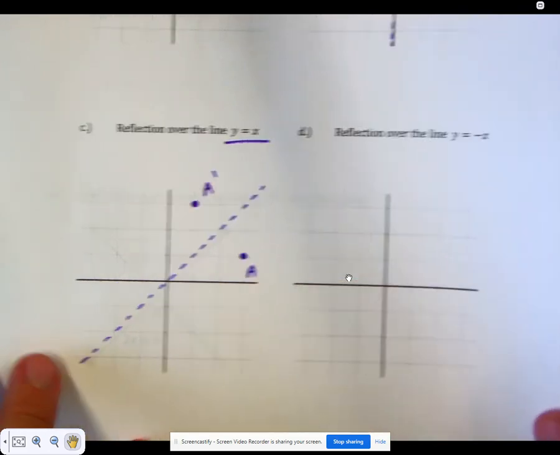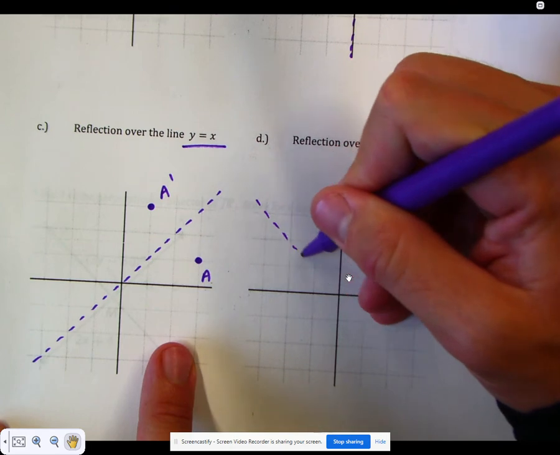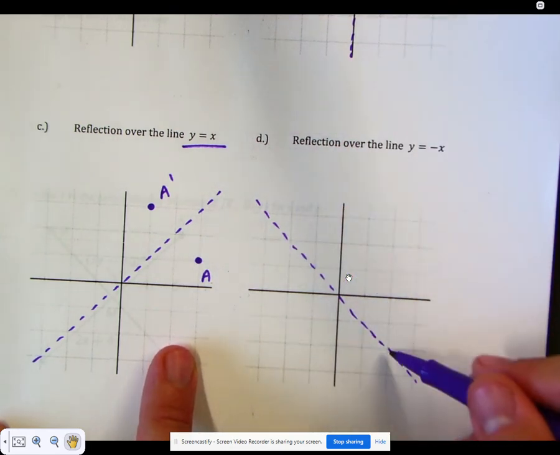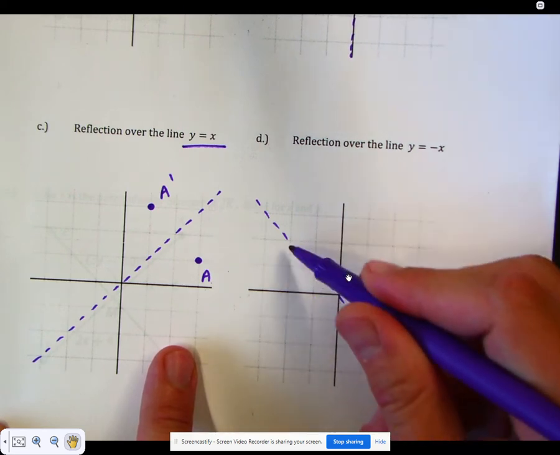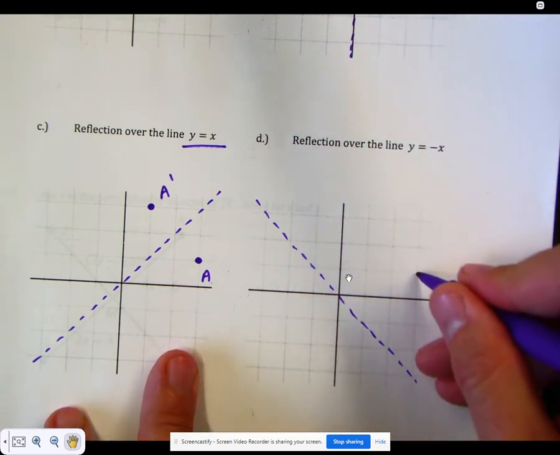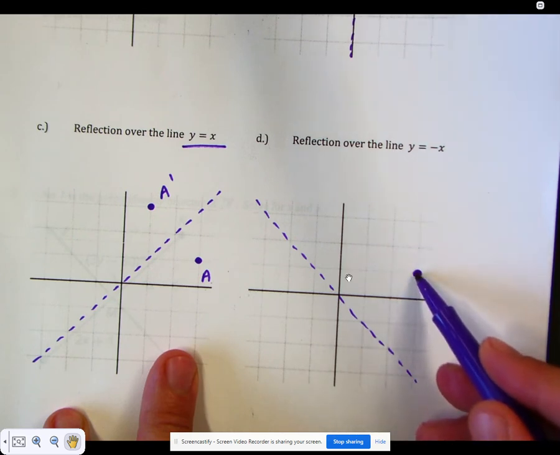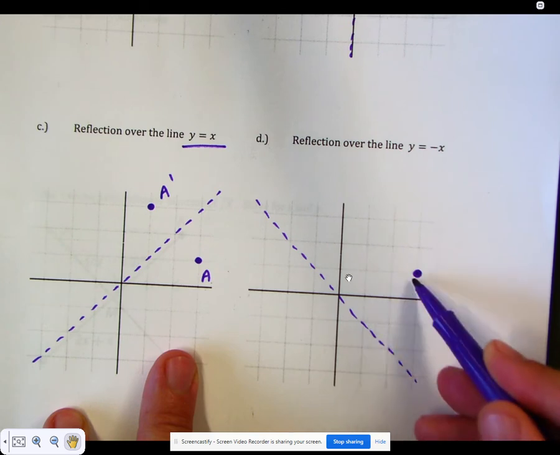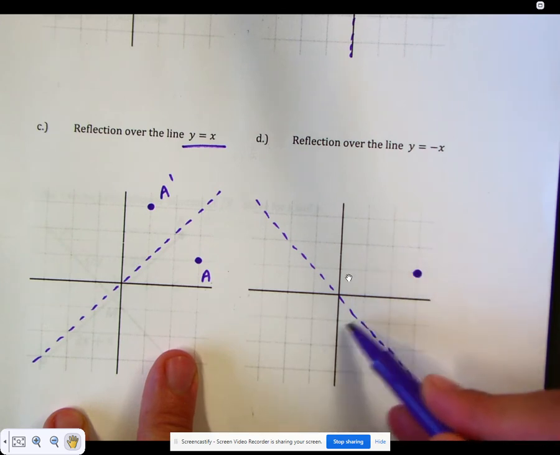Okay. And then the line y equals negative x would be like this. Again, it's points like (2, negative 2), (3, negative 3), (negative 2, positive 2). Anytime the x value is the opposite of the y value. Again, I take the point (3, 1) and reflect it over. This one's a little bit tricky, but look to be perpendicular. This reflection line, I've got to kind of go over 2, over 2, down 2, and then do that again.